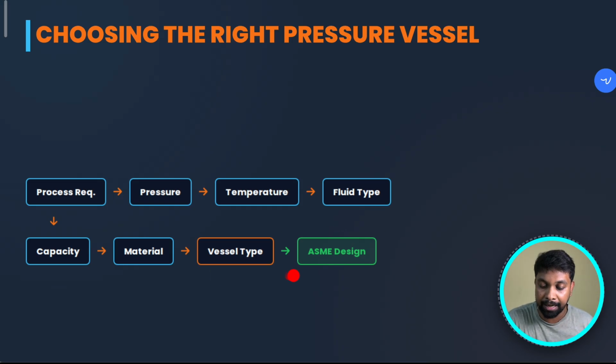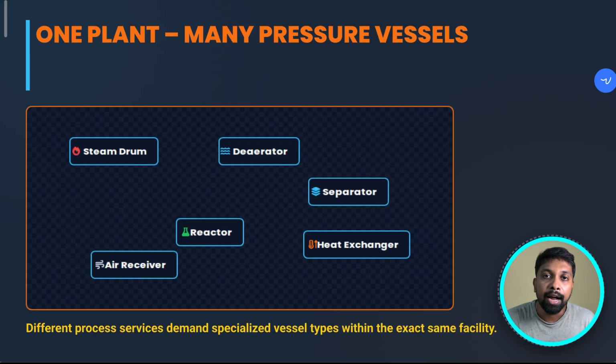Finally, based on ASME design. If a vessel is a storage tank, we can't use an ASME design. We can use API 650 or API 620. If a vessel is suitable for ASME design, we can go with ASME Section 8, Division 1, Division 2, or Division 3. And I have told there are different types of pressure vessel.